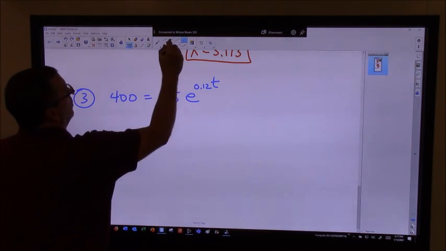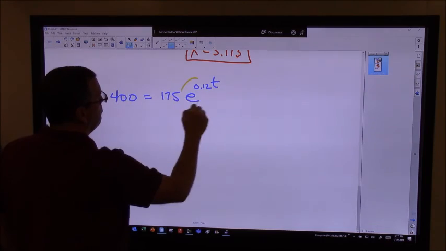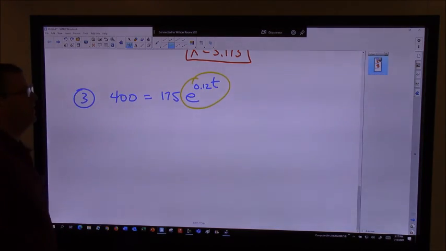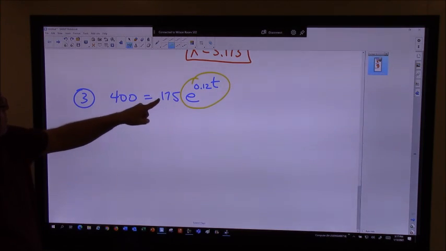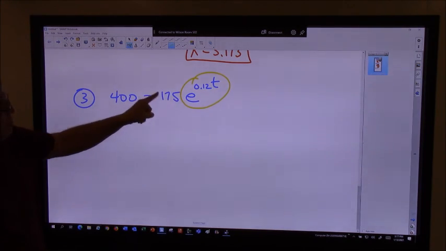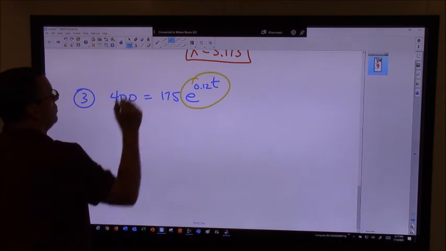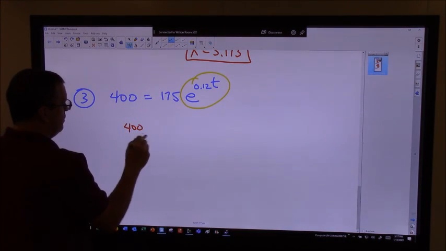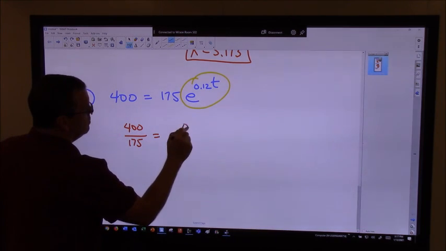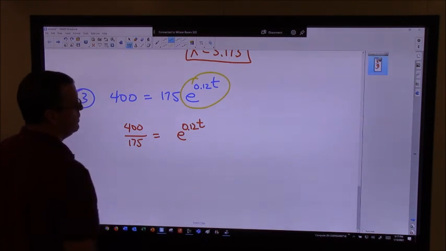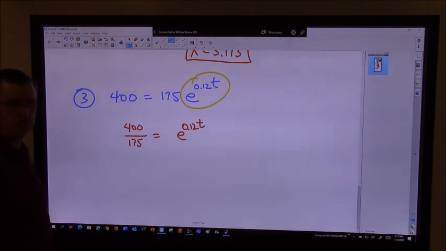All right, so I need to isolate the base and the exponent. Let me just draw a box or a circle around that in yellow. I have to isolate that base and the exponent, so I need to get rid of this. I'm multiplying by 175, so that means move it over here and divide. So 400 divided by 175 equals e to the 0.12t.